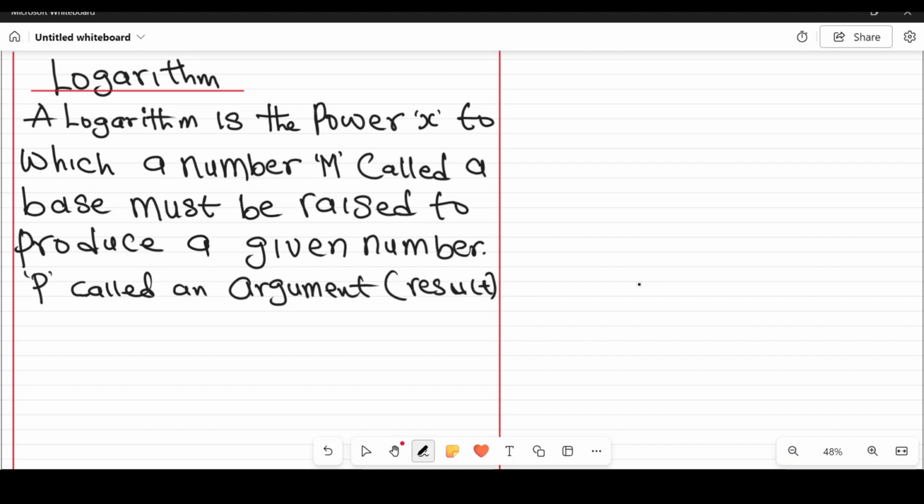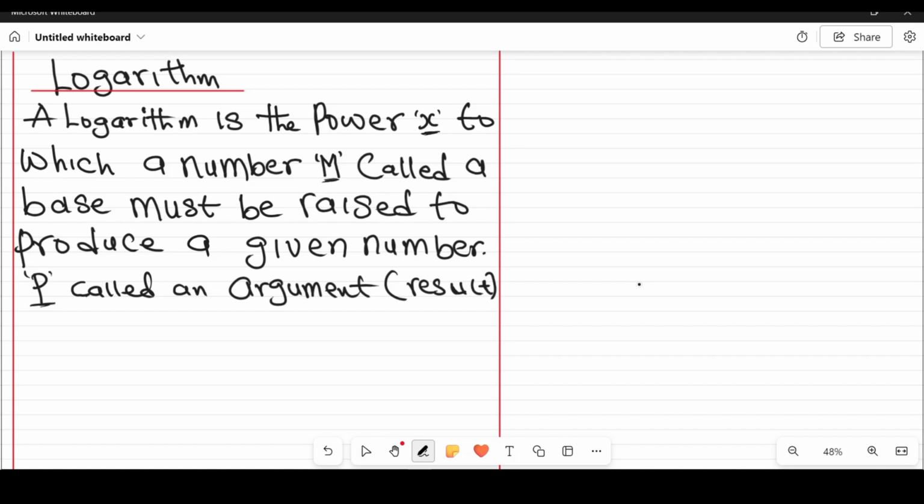Now, we are saying that a logarithm is the power, and that power we assign to be x, to which a number known as m, and that m is called a base, must be raised to produce a given number p, called what? A result or an argument.